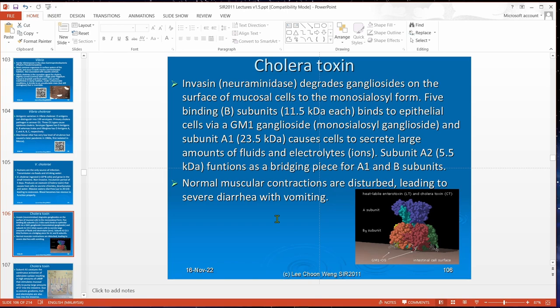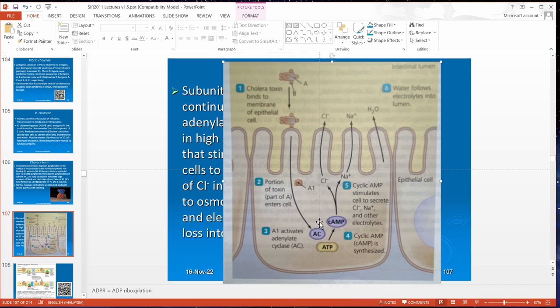Cholera toxin is very interesting because the structure is nearly the same as the heat-labile toxin of E. coli. Okay, where you have the five B subunits that bind to the epithelial cells, and a subunit A1 that triggers the adenylate cyclase to produce cyclic AMP. So the cholera toxin will activate the adenylate cyclase to produce cyclic AMP. The production of cyclic AMP will cause the cells to lose electrolytes. And when you lose your electrolytes, the water will follow, to balance the osmotic pressure. That's why you have a lot of liquid loss.